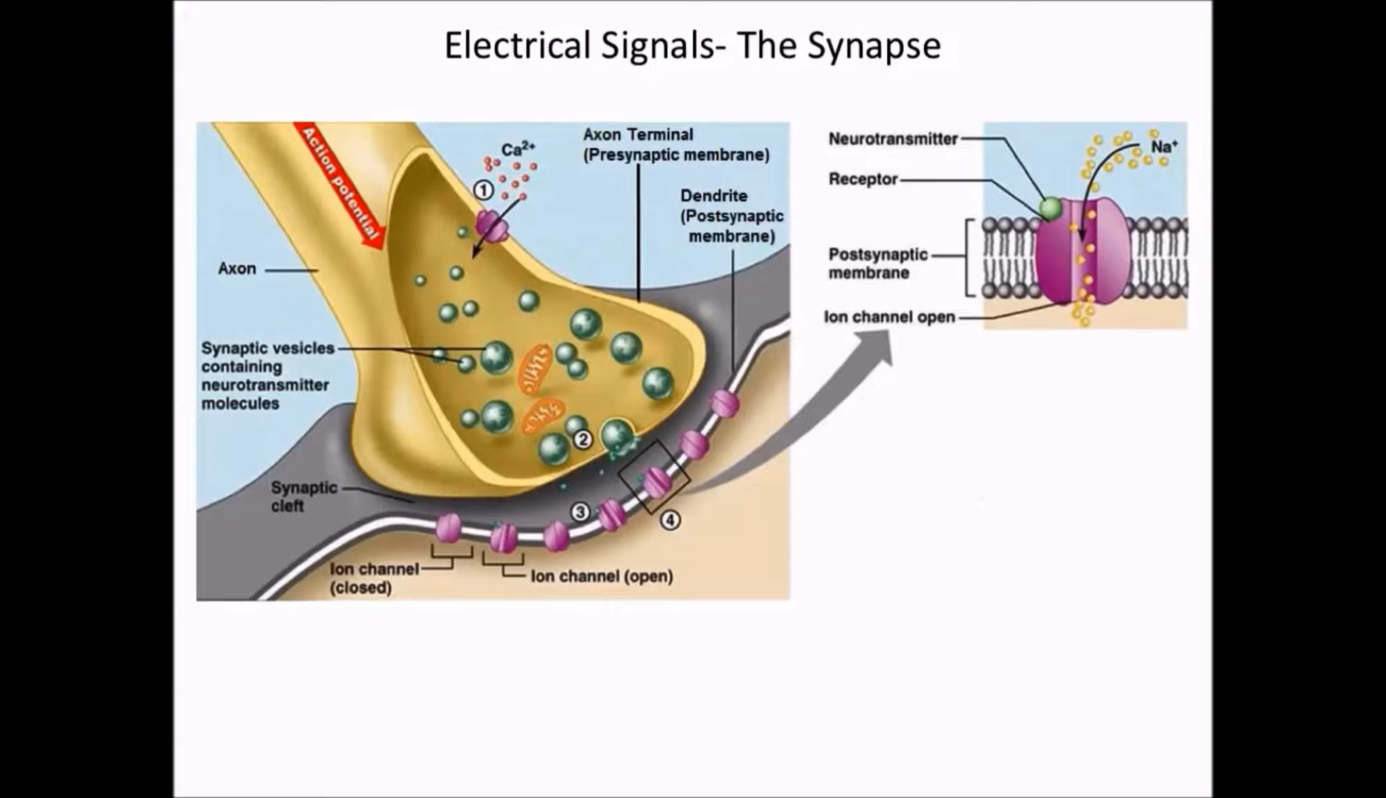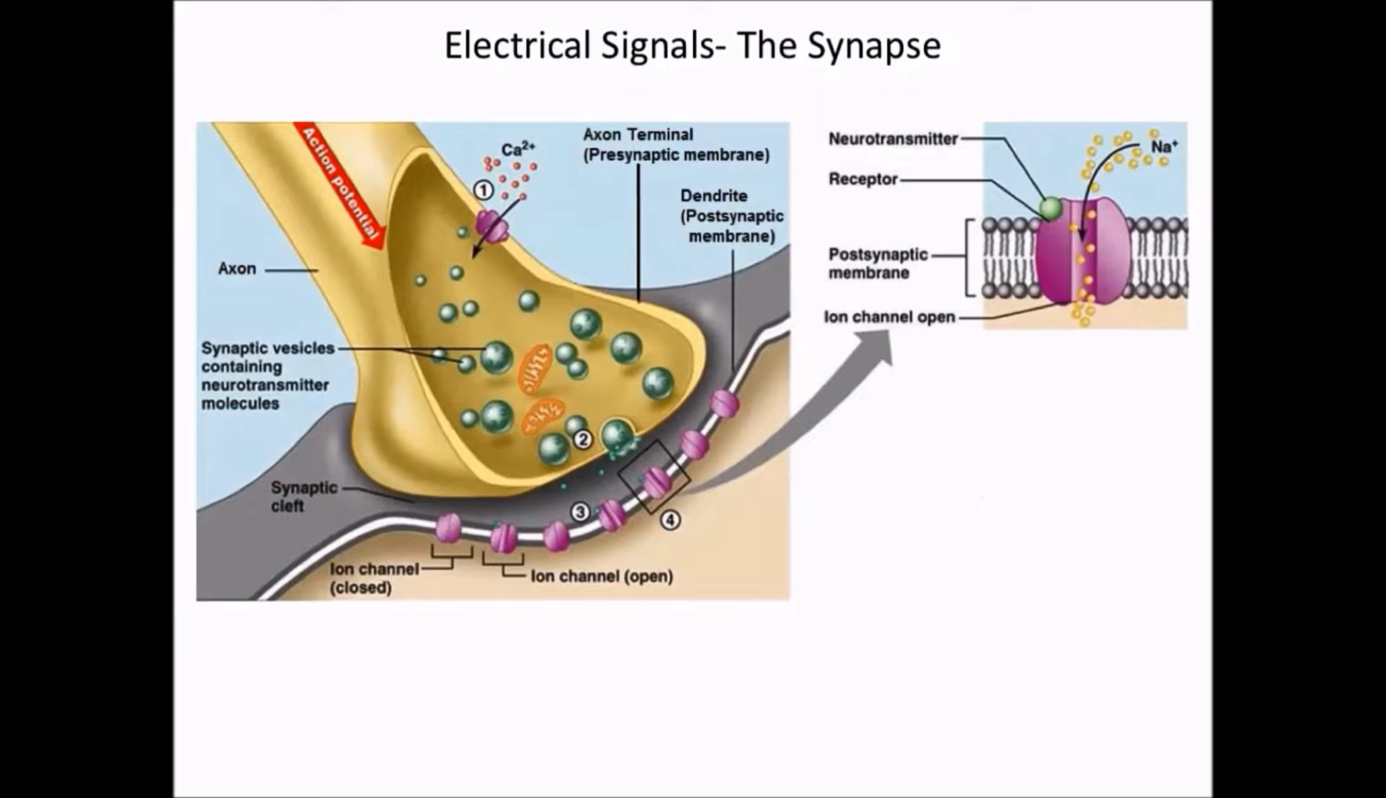So this part right here, this is the presynaptic neuron or presynaptic membrane. So this would be the axon terminal of one neuron. This is the postsynaptic membrane or postsynaptic neuron of an adjacent neuron. So this would be either the cell body or the dendrite of that adjacent neuron. And in between the presynaptic membrane and the postsynaptic membrane is this space called the synaptic cleft.